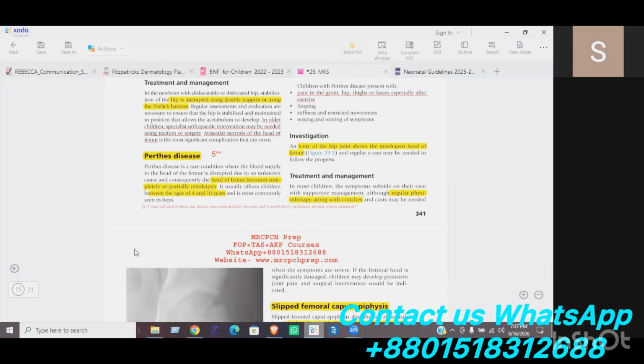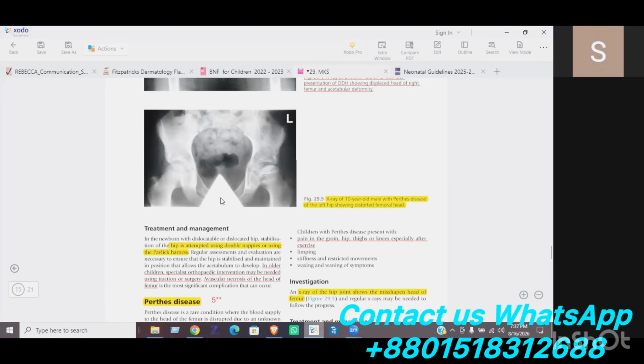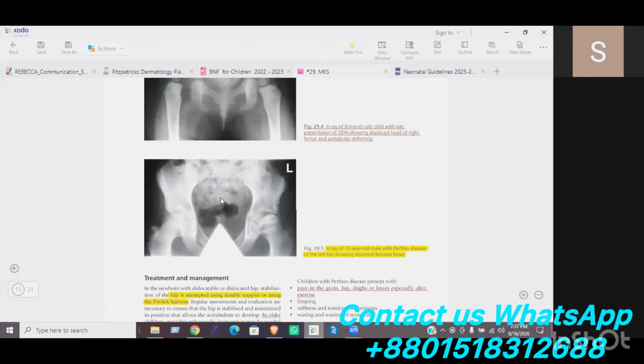Perthes disease is a rare condition with poor blood supply to the head of the femur, which displaces. This is important: the head of the femur becomes completely or partially necrotic. Usually at 4 to 10 years of age, usually only in boys. You see this is the femoral head.